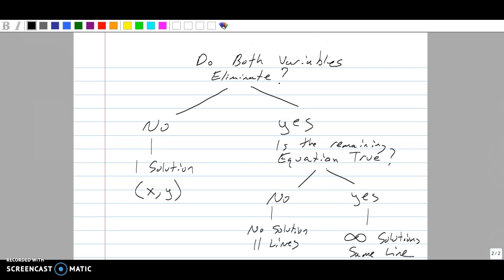Right? So, if you're left with a variable, just solve it the way that we have been, and it's going to be an ordered pair. However, if both variables eliminate, that is going to be a special case. And so, if it's false, it is no solution. If it is true, then it is infinite solutions or same line.